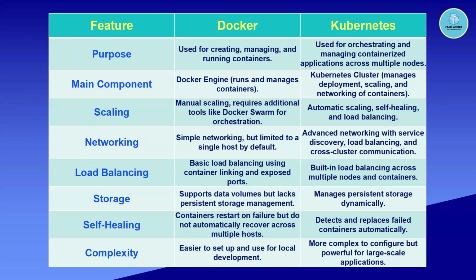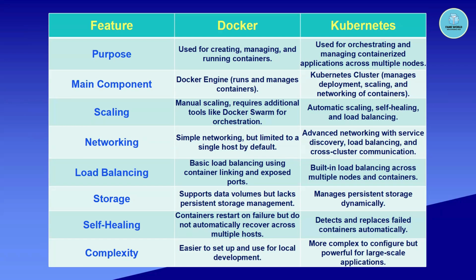When we talk about the main component of Docker, the Docker engine runs and manages containers. Whereas in Kubernetes, there are Kubernetes clusters that manage deployment, scaling, and networking of containers. So basically, Kubernetes covers a larger area. In imagination, you can think of containers as being inside Kubernetes.